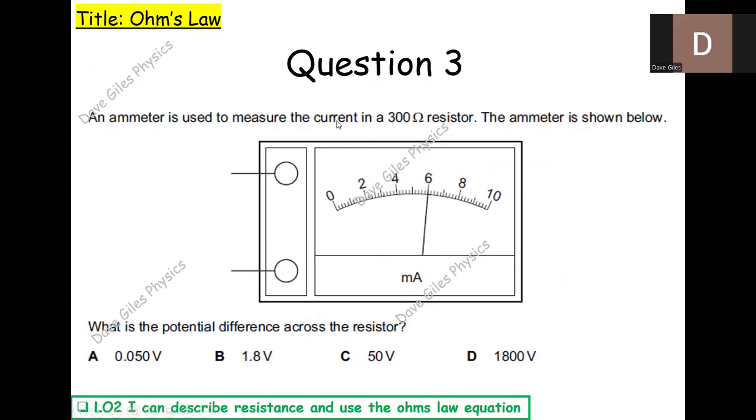An ammeter is used to measure the current in a 300-ohm resistor. The ammeter is shown below. What's the potential difference across the resistor? So the current here is 6 milliamps, so that's 6 times 10 to the minus 3. Remember, V equals IR, so it's 6 times 10 to the minus 3 times 300, which gives me 1.8 volts.